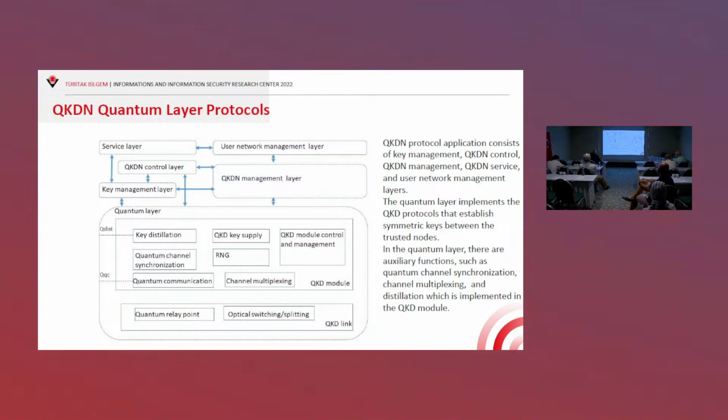As we said, in terms of the network architecture, the quantum layer in all these protocols handles the generation of qubits, encoding the qubits, and the random number generation. We are also going to see other post-processing, which we call key distillation. All of these are implemented in the quantum layer.